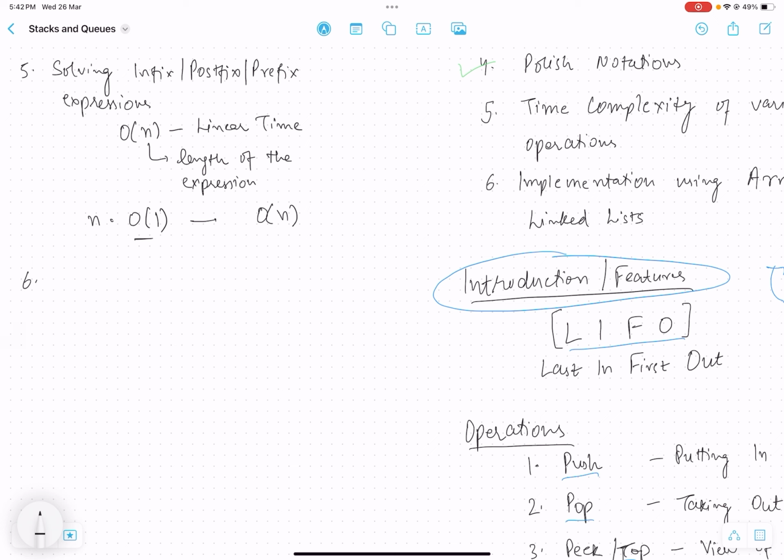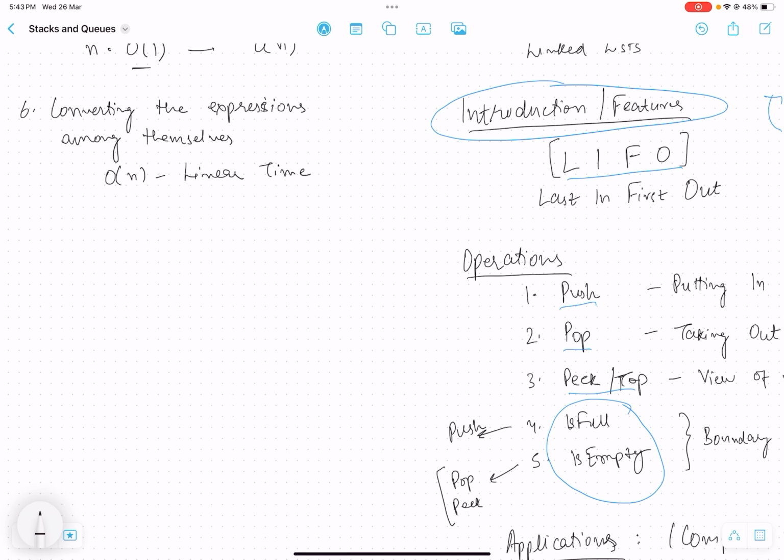And similarly for converting the expressions which I have listed above among themselves, you will again need linear time, where n is the length of the expression. But with the same logic as I explained for line number 5, because the stack operations are going to take constant time.